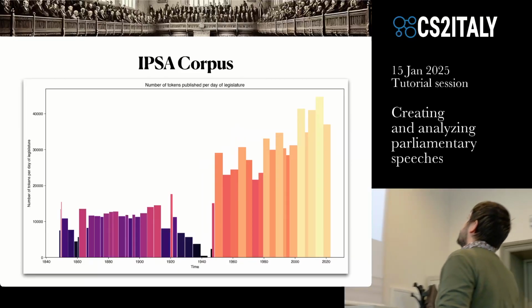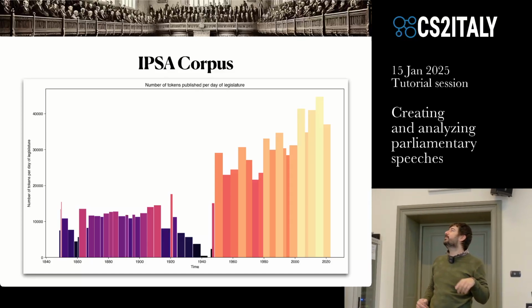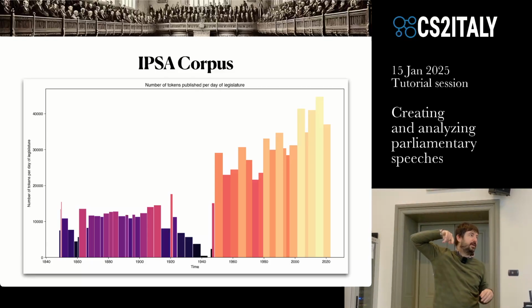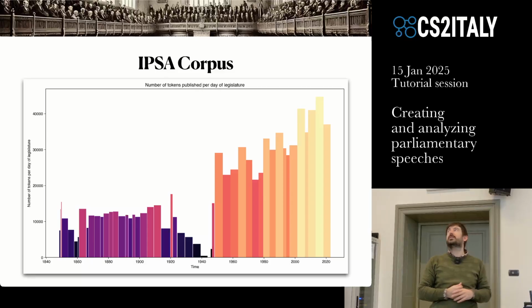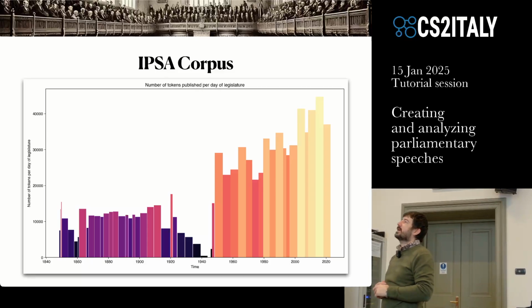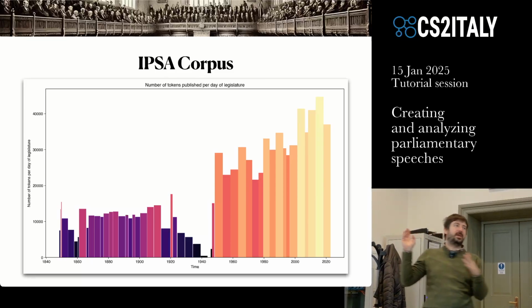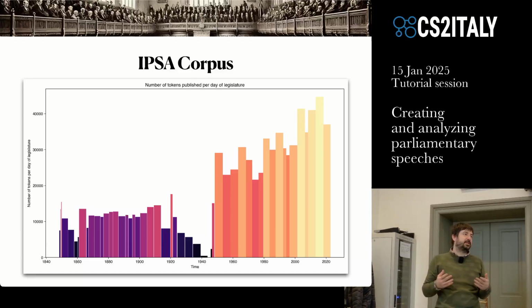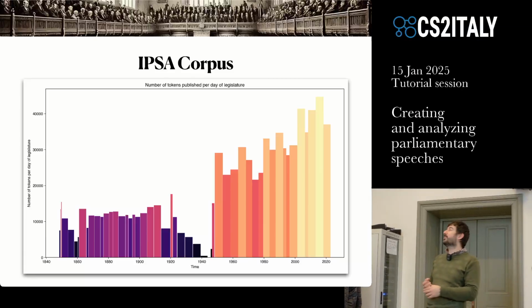This is a very nice graph that shows you the thickness of the bar means how long was the legislature, and the height is how many words per day were written into the documents. There are some nice things. Okay, after the Second World War, they spoke more, probably because the Senate was elective, while before the Second World War, the Senate was nominated by the king. So they discussed less than the other representatives.